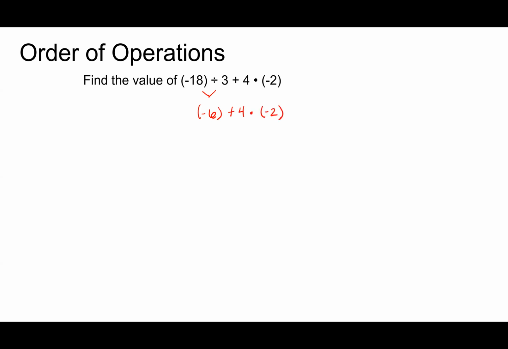What do I do next? Multiplication. Okay, so then what's the multiplication problem? Okay, so 4 times -2 would equal -8. So now I have -6 plus -8. What's my answer, folks? -14. Great job. Make sure we've got all those notes.